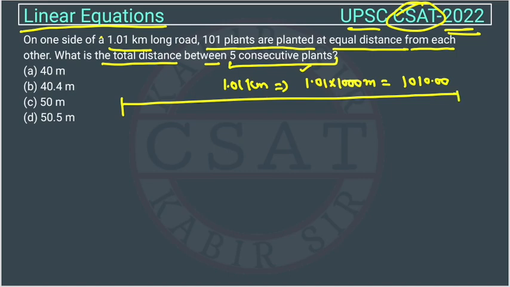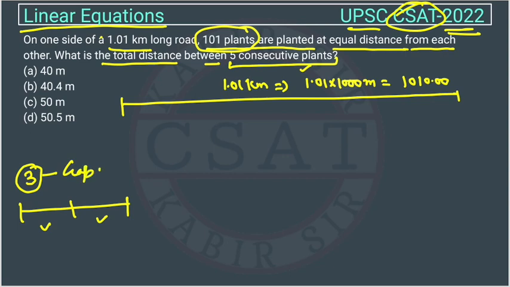So now we have to plant 101 plants. So just understand one concept. Suppose this is a road and I have to plant 3 trees. So I will plant like this at equal distance. So the gap is here and here. I have to plant 3 trees, and the gap will be how much? The gap will be 2.